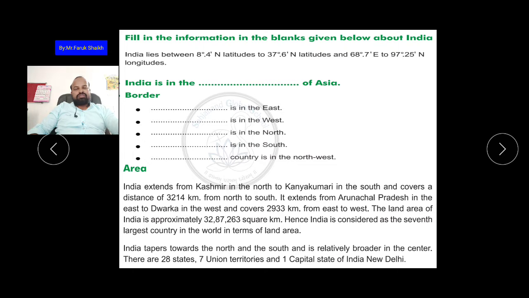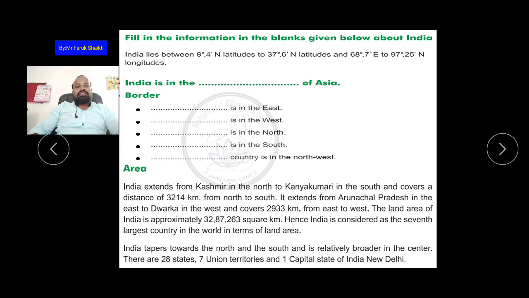In the west, what is in the west? Arabian Sea. In the west, second, Arabian Sea. In the north, what is in the north? Third, in the north you have to write Himalaya. Himalaya is in the north. Okay, in the north write the Himalaya. And fourth, in the south, Indian Ocean.